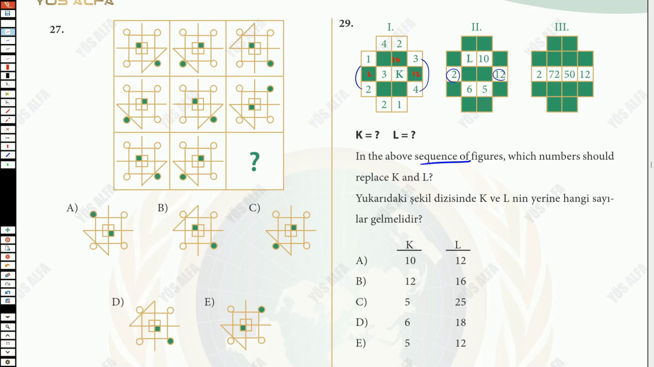So K should be 5. 5 times 2 is 10. So 4 times 3 is 12. So this one should be L is 12. We can keep writing this relation here, but it's not asked. So we don't need to, but just so you know, 10 times 5 is 50. So L is 12. 12 times 6 is 72. So everything checks out. So the answer is 5 and 12, E.